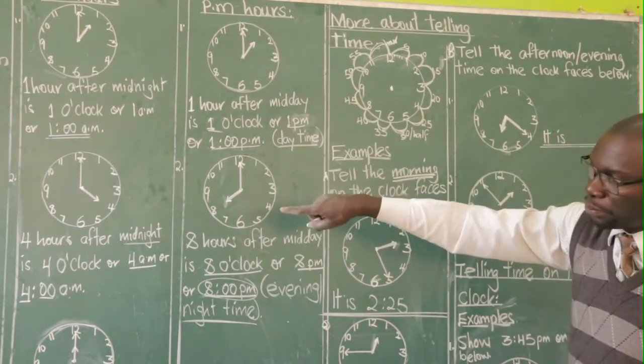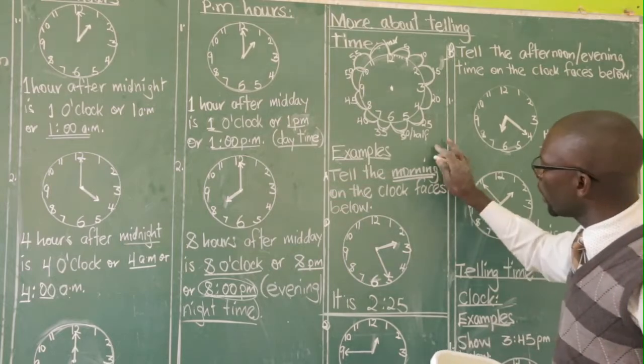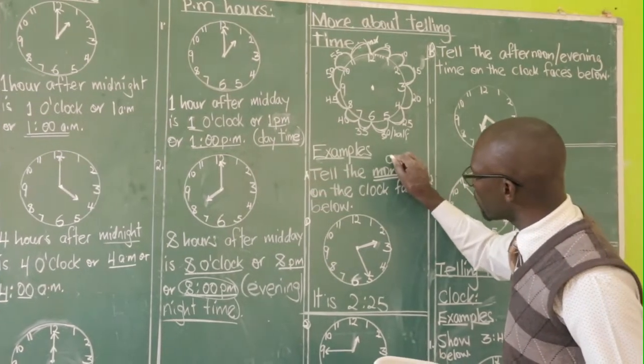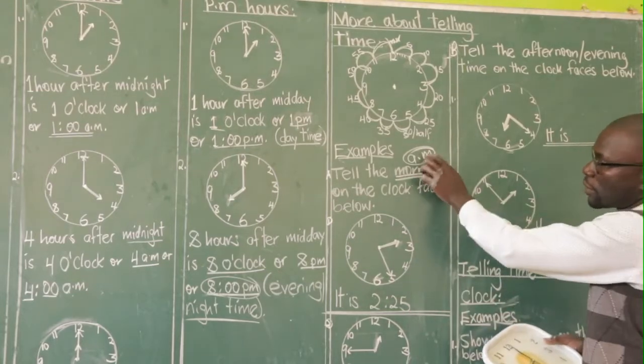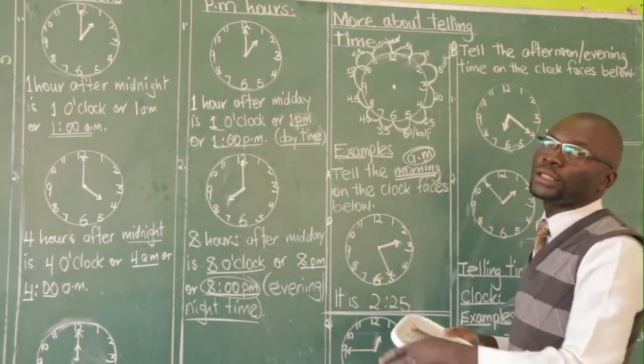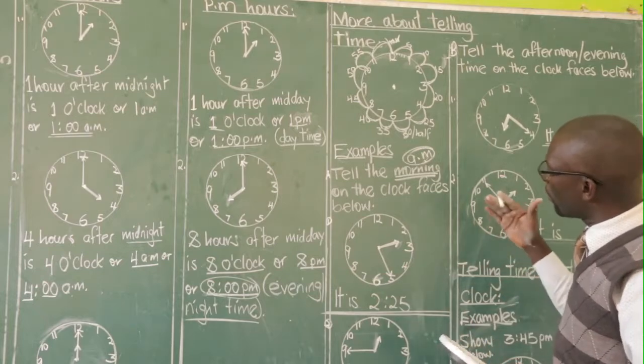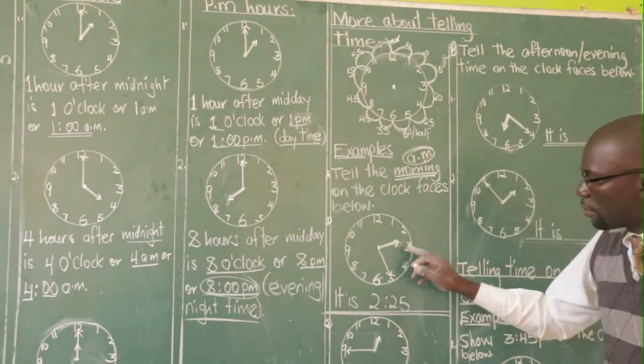Remember I told you previously that if you tell time in the morning, we use AM. If it's morning, we use AM. That's the time from midnight to 1 minute to midday. So now here, this is morning time.